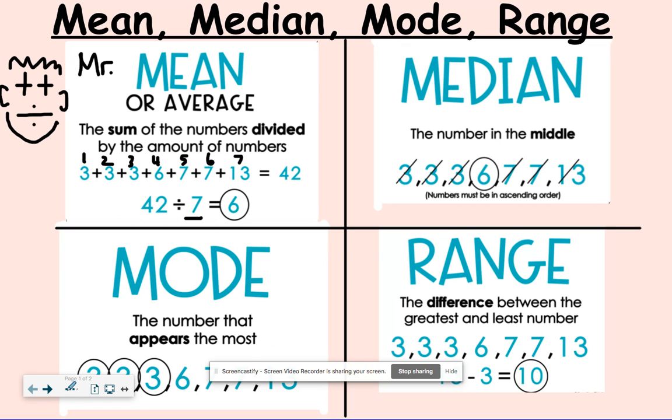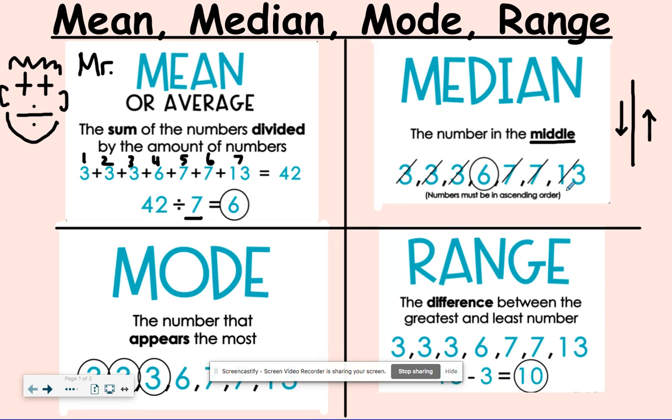The next one that we're going to look at is median. When it comes to median, I like to think of a road. When you have a road, you have traffic that is going one direction, and you have traffic going the other direction on most roads. The thing in the middle is called a median. The median is always found in the middle.